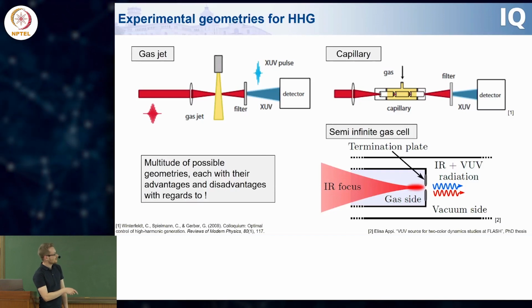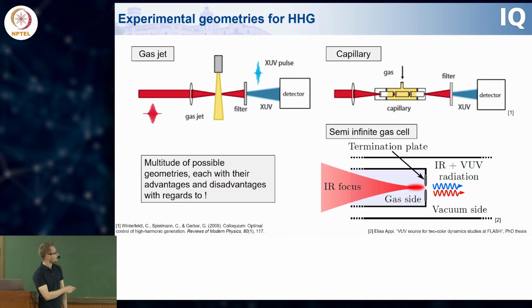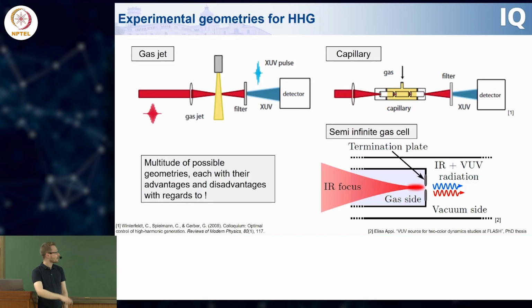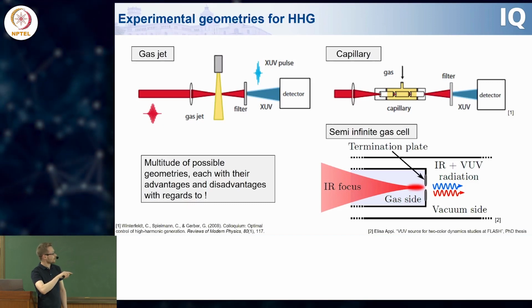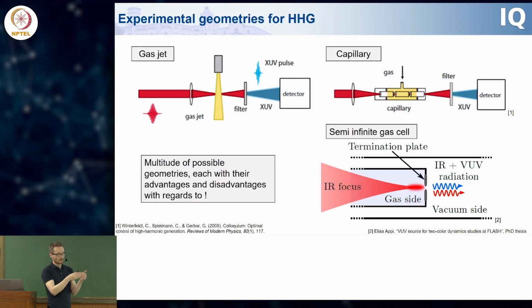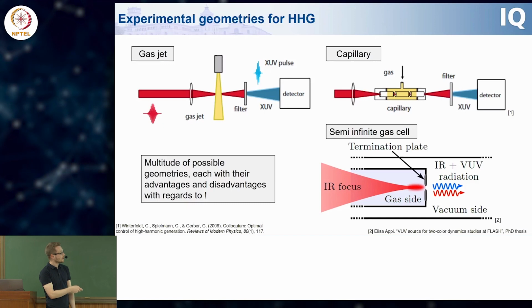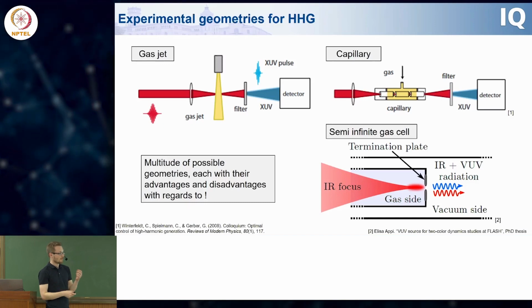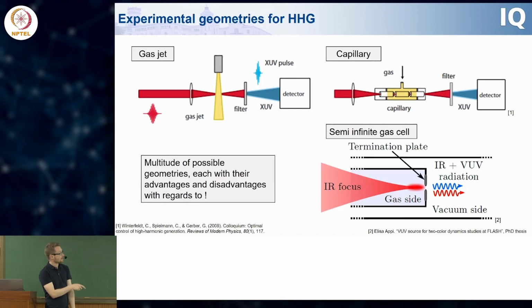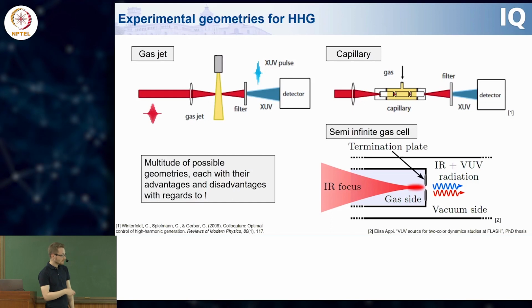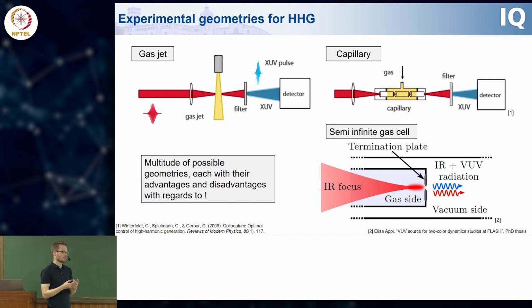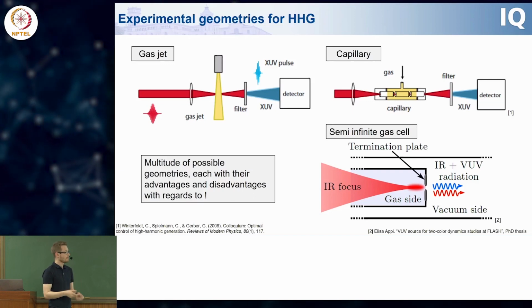Here I have shown three that are fairly popular. One is a gas jet, then capillaries, and a semi-infinite gas cell. In a gas jet, you just focus down on a small jet of gas, which gives you a lot of freedom in the positioning of your focus with respect to the target. Capillaries obviously give you very high intensities over a long range, but make it fairly difficult to handle the gas input.